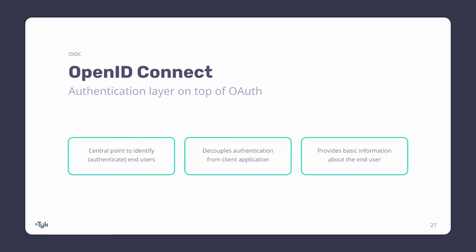OpenID Connect, or OIDC as it is commonly known, is an authentication layer built on top of OAuth. It provides a central point to identify and authenticate end users. It decouples authentication from the client application as well, so you don't have to couple them all together. And it provides basic information about the end user. This is where you have the ID token that we spoke about previously, which holds that information about the end user.